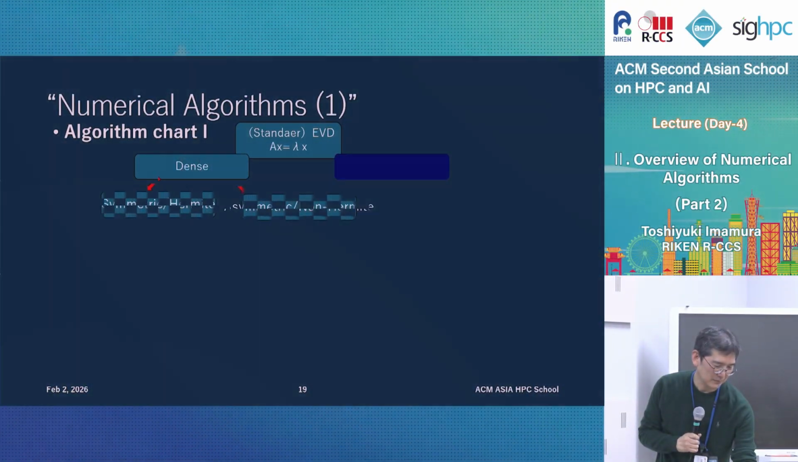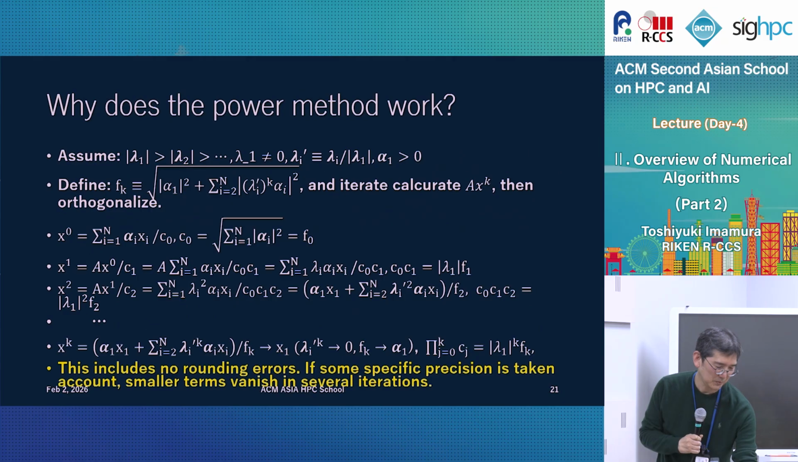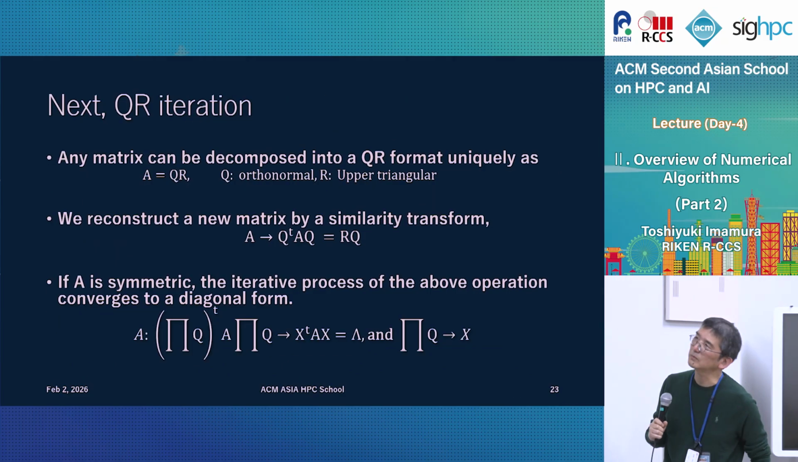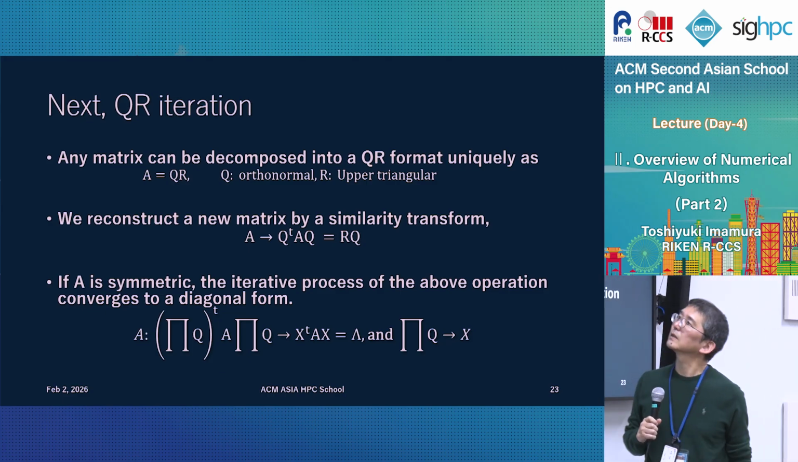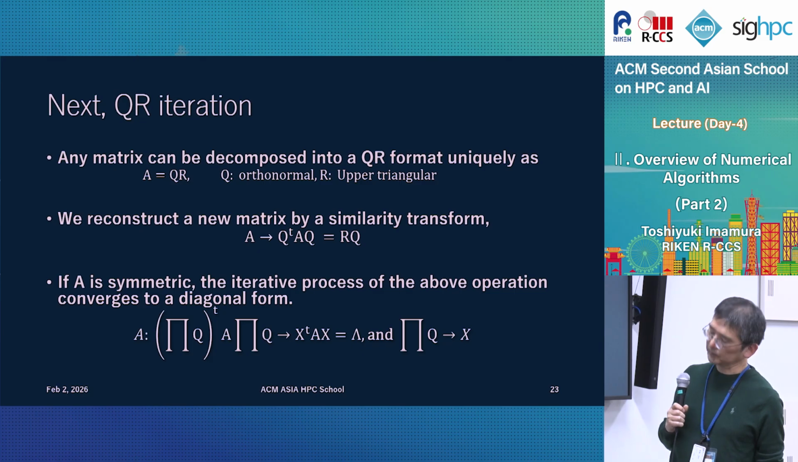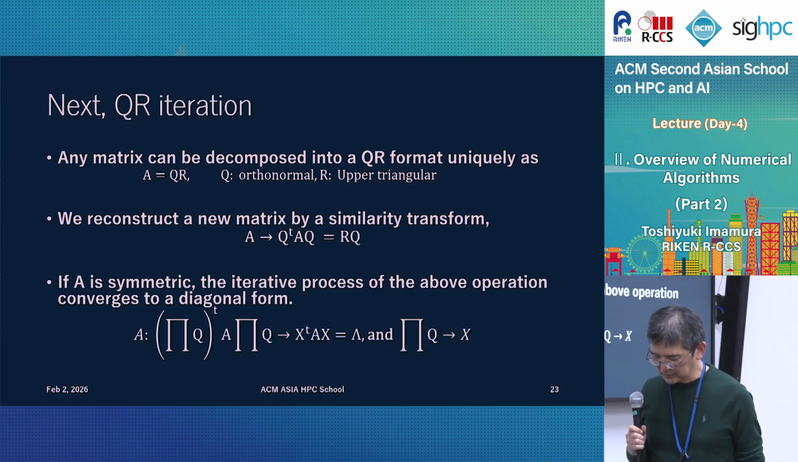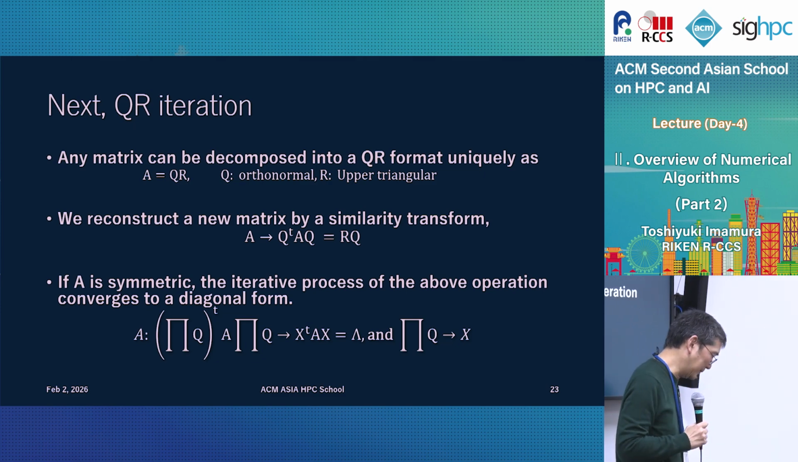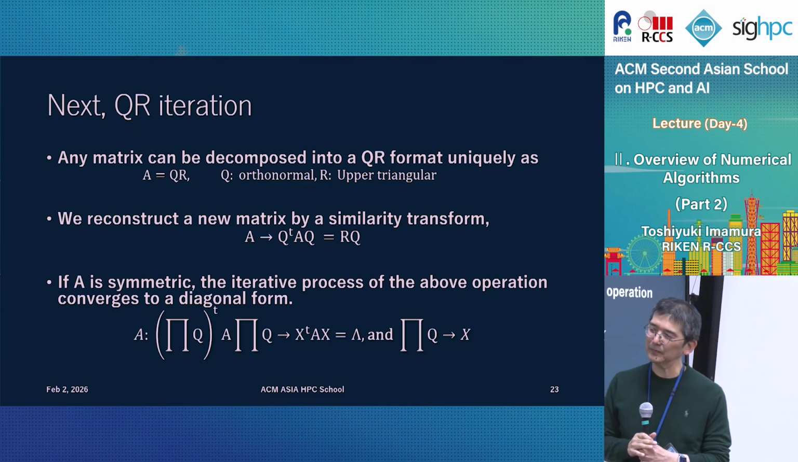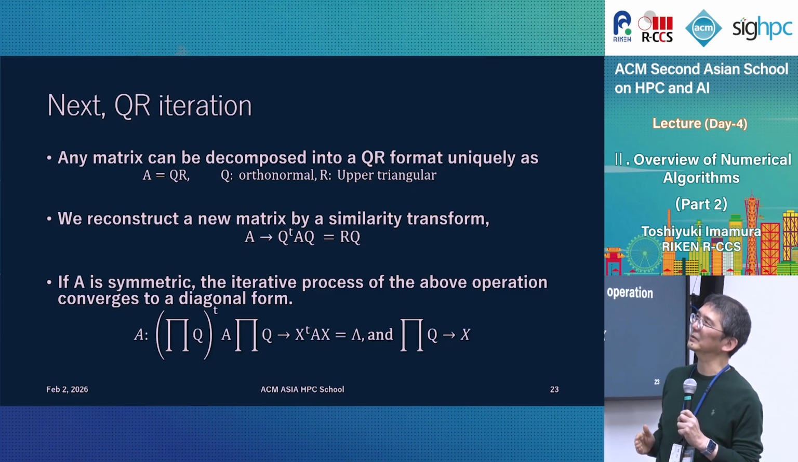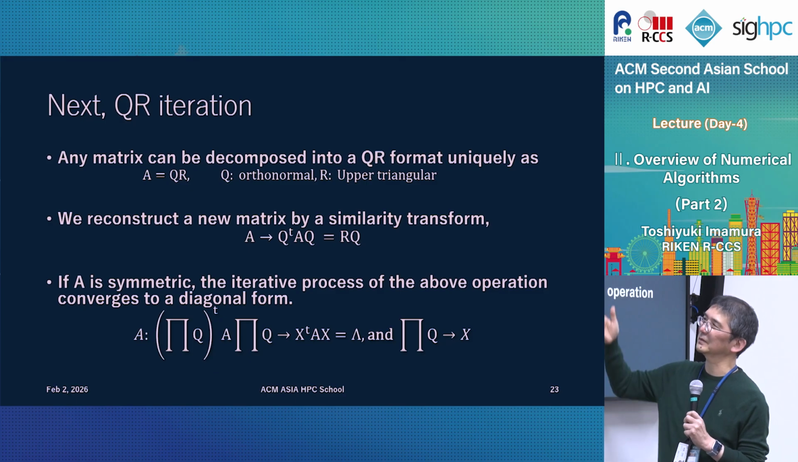Okay, so that's the first case. I'll move on to the second algorithm, QR iterations. It's mathematically difficult to prove the theoretical background, so I will only explain a brief outline of this algorithm.